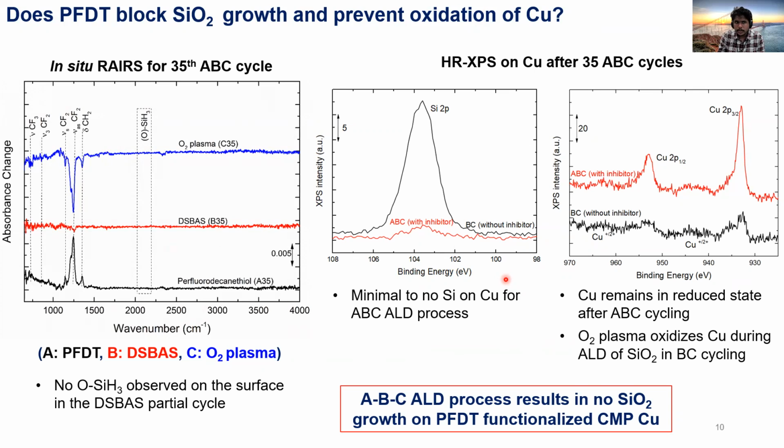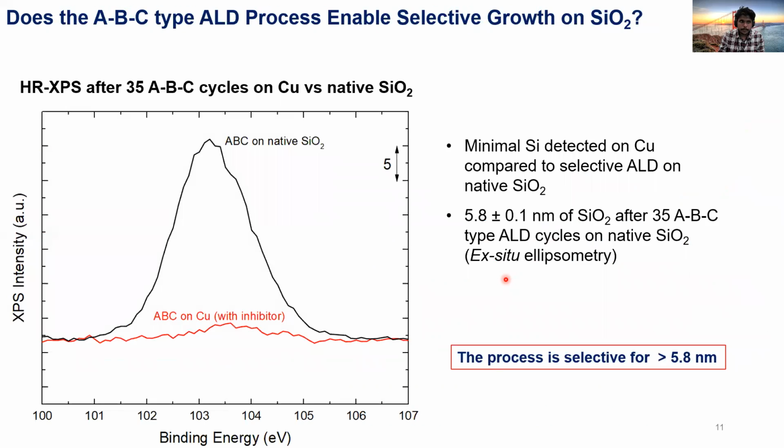So what happens on the growth surface? Does the ABC type ALD process enable selective growth? To verify that, we compared the high resolution XPS spectrum of the Si2p region on copper as well as on silicon oxide, where we see a selective growth of around 6 nanometers for 35 ABC cycles. This indicates the process is selective for more than 5.8 nanometers.